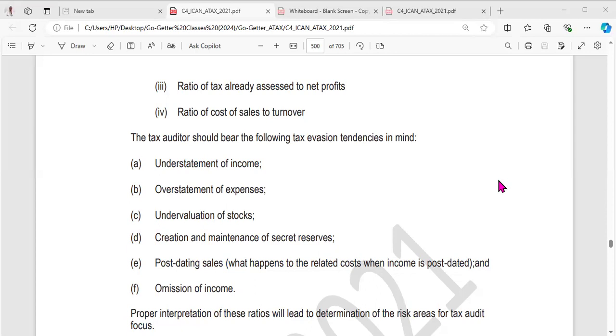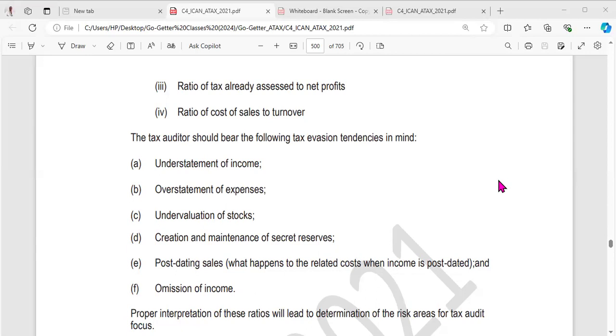Then if you are creating and maintaining secret reserves, they will need to check. Then post-dating sales. How do you post-date sales? You make a sale now and you post-date it to another accounting period. You will need to check. Most of the time, this post-dating of sales comes between the ending of one period and the beginning of another period. Then we have outright omission of income.